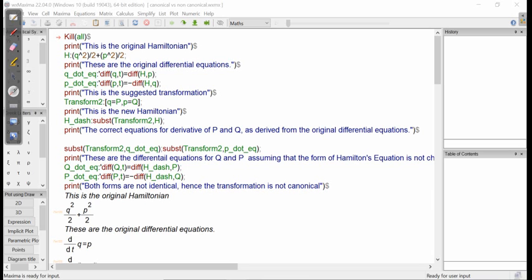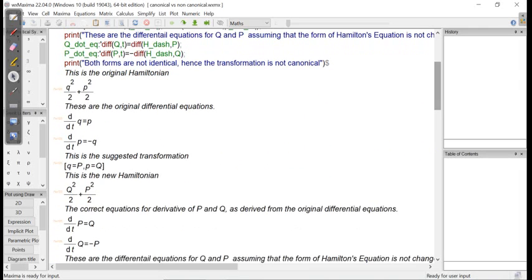So what do we get? As written here, these are the original equations from the Hamiltonian, this is the suggested transformation, this is the new Hamiltonian, and these are the correct equations. For example, if we remove q small and write it p capital, and p small and write it q capital, we will get this. And the same here: remove p small and write q capital. These are the correct equations.